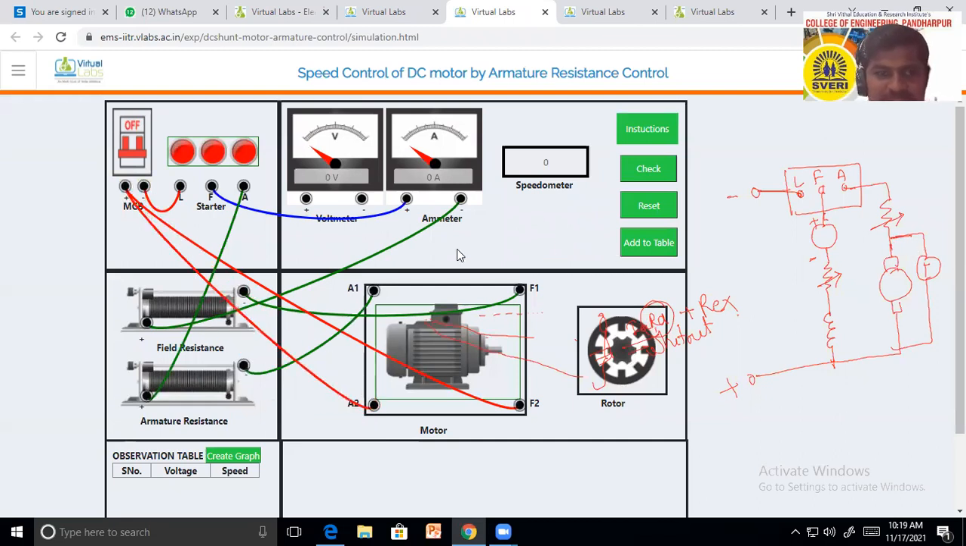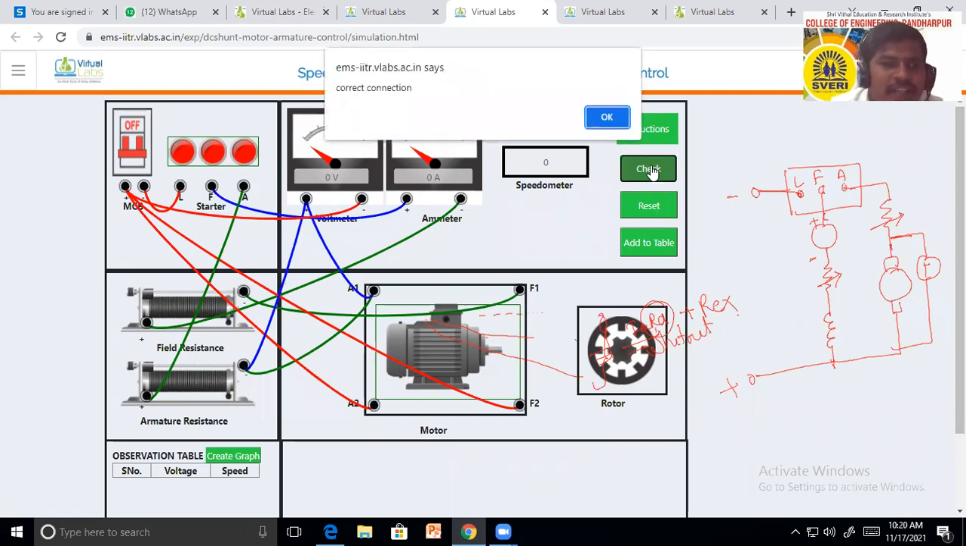Similarly, we have to connect a voltmeter. So one terminal of the voltmeter can be connected to A1. Similarly, this terminal is the common point, to be connected to the next point of the rheostat, so that this terminal can be connected to the next terminal of the rheostat, and the next terminal can be connected to positive. See here. Okay, so this is the connection. We will check whether this connection is correct or wrong. So I will just check. See here, the notation can be given like this, the correct connection.